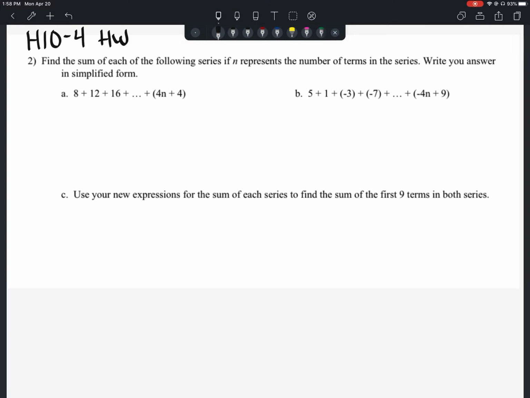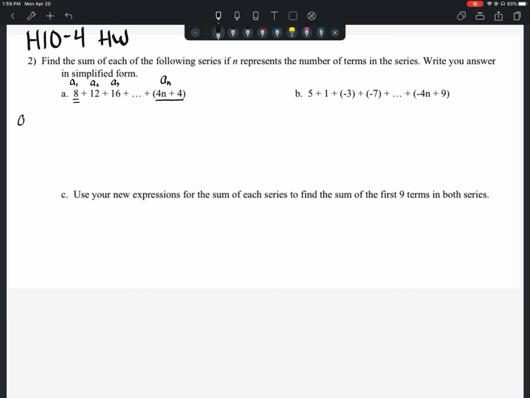So the first thing we want to look at here, I just want to make sure we're pointing out, since we don't know the number of terms, this expression is still our nth term. a sub n is the same thing as 4n plus 4. 8 is our first term. This is a sub 1, this is a sub 2, this is a sub 3. And we can get these values, like the 8, just by plugging in 1 for n.